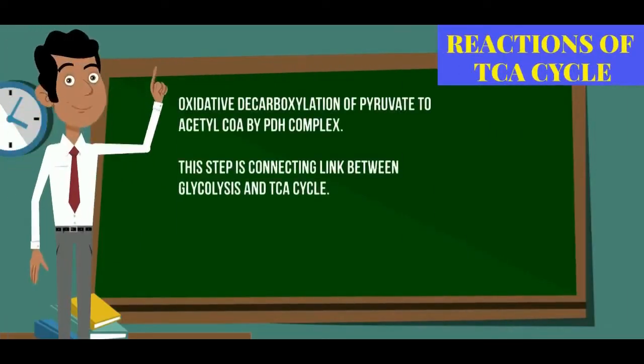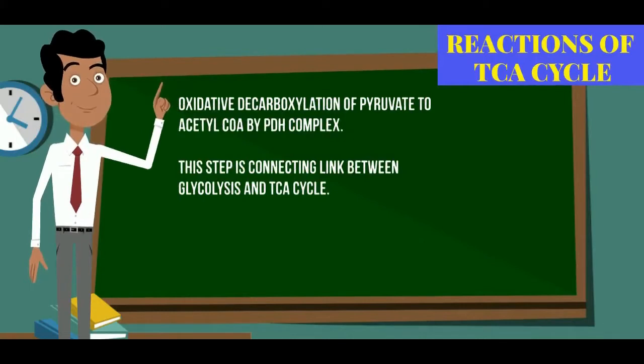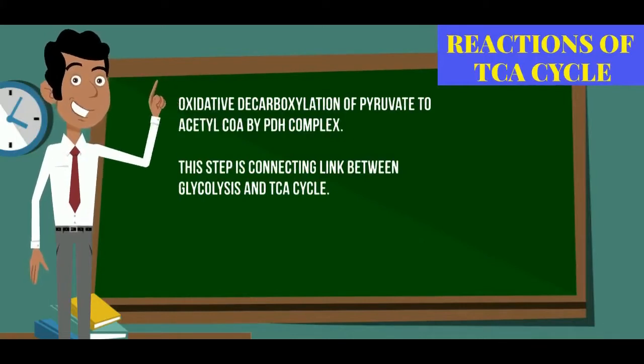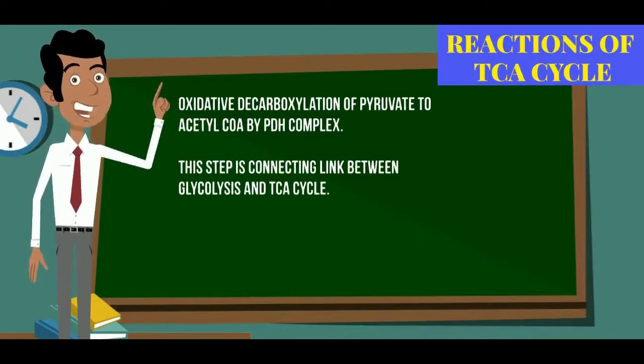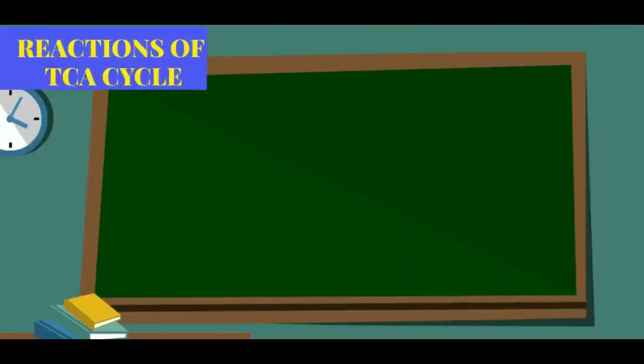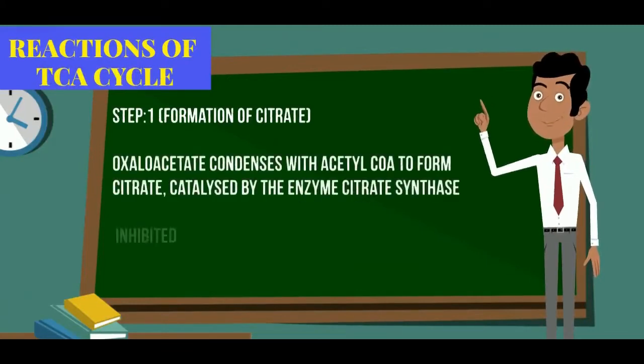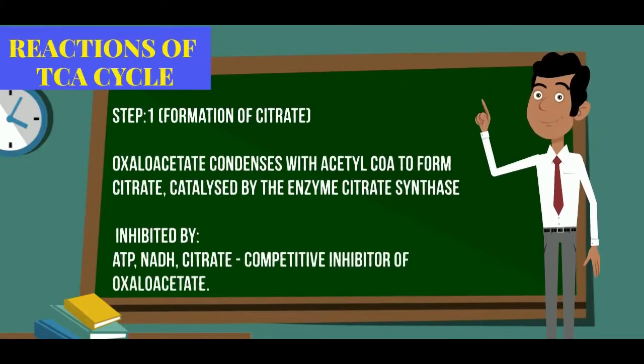Reactions of the TCA cycle. Oxidative decarboxylation of pyruvate to acetyl-CoA by the PDH complex. This step is the connecting link between glycolysis and the TCA cycle. Step 1, formation of citrate. Oxaloacetate condenses with acetyl-CoA to form citrate, catalyzed by the enzyme citrate synthase.